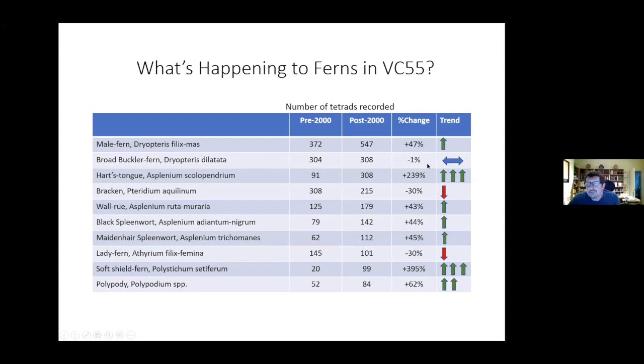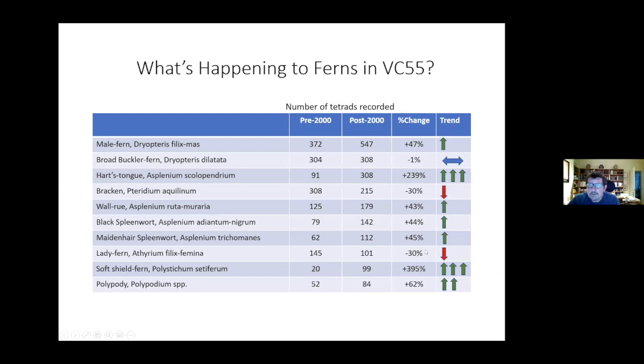Broad buckler fern is just holding its own. It's not much increase there, just gone down a bit, 1%. Now two have gone down. Bracken. Now you wouldn't think bracken would go down, would you? But it has. Maybe it's gone down because people are eradicating it, or because the areas where it used to live are being built over and developed, so that it's just simply not there anymore. It's been dug out and thrown away. That's probably particularly true in the northwest. But I'm not completely sure why it's gone down.